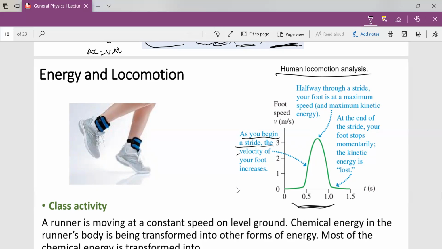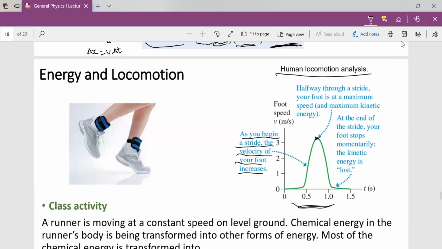of the stride, the velocity of your foot will increase. Then you lift it up, it takes this curve. When you're here, you're at the maximum kinetic energy, as you can see in this picture. The foot is about to land. The potential energy is being converted to kinetic and then going back to potential.